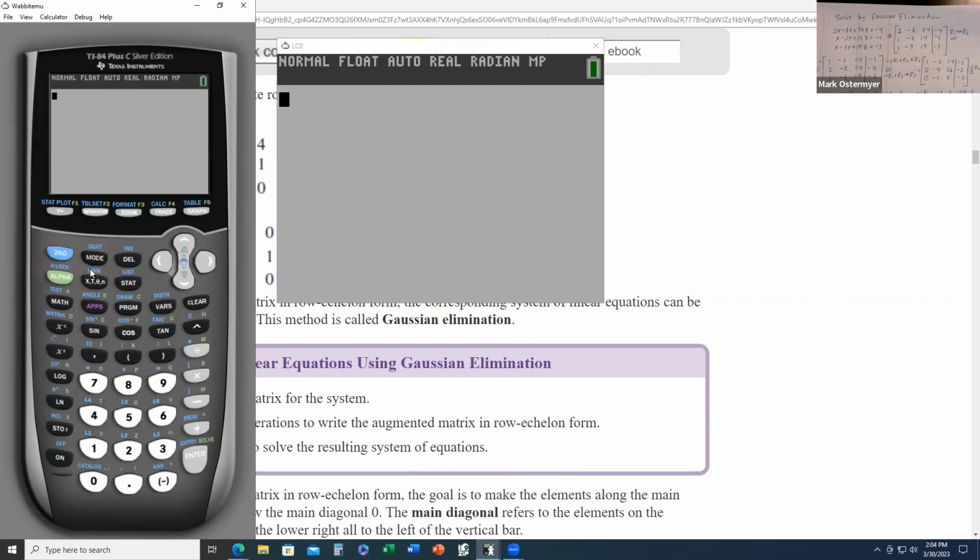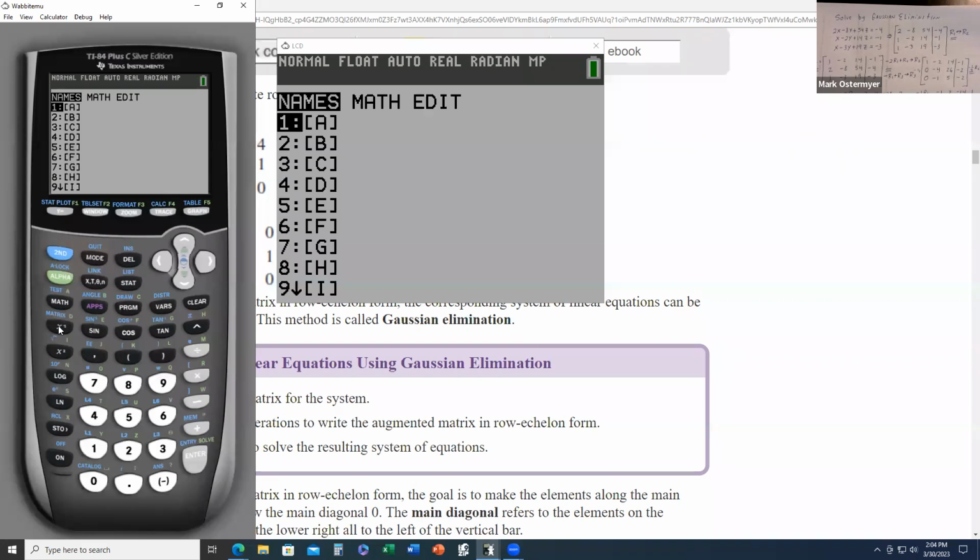How do we enter the system in the form of a matrix? We have to go into matrix mode. Above your X to the -1 power key, which is the button just below your math button, there's the word matrix. This is called your reciprocal button, by the way. To access the function matrix, we hit our second key first, followed by our X reciprocal button. That takes us into our matrix mode. Go over to edit. Matrix, edit.